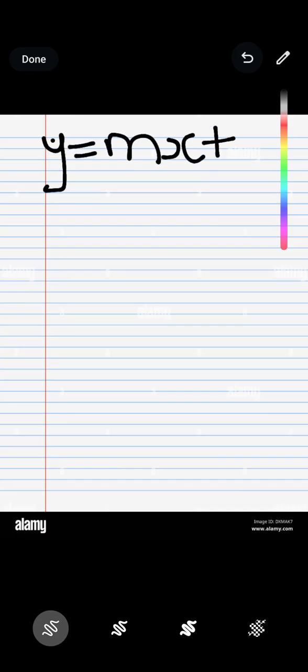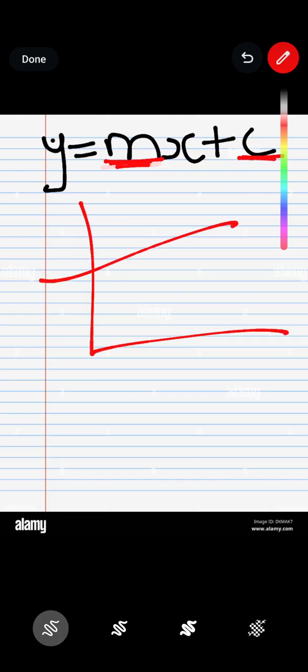Okay, the next concept is equation of a straight line. So the equation of a straight line is like this. When they say equation of a straight line, it's something like this. In this case, m is the gradient and c is the y-intercept. What's the gradient and the y-intercept? Remember these two lines and maybe the third line.